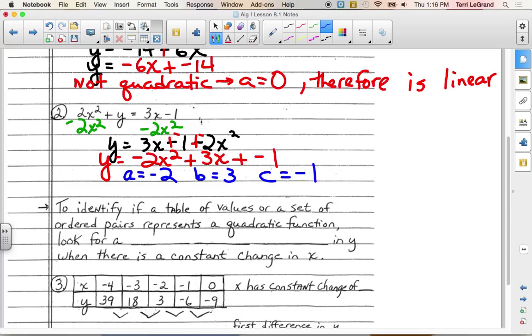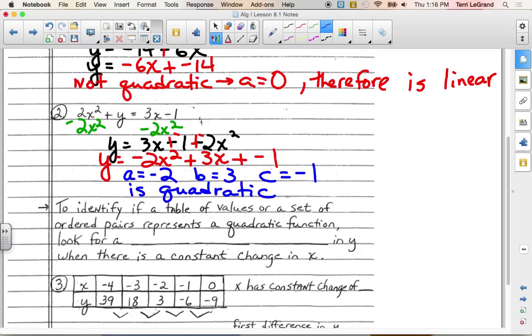We can identify A, B, and C. We say it is quadratic. A equals negative 2. Since A equals negative 2, tell me something about this graph if we did graph it. It would open down. Would it have a minimum or a maximum? It would have a maximum, that's right.